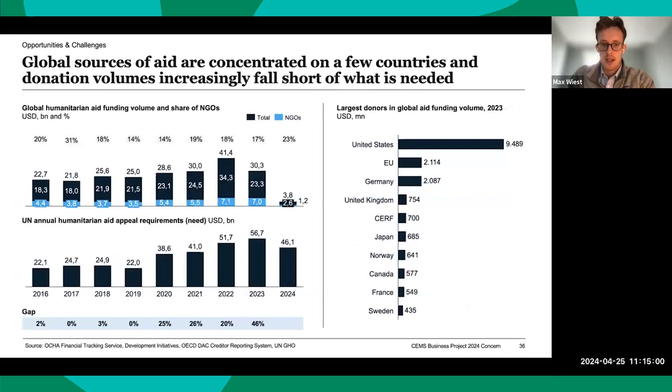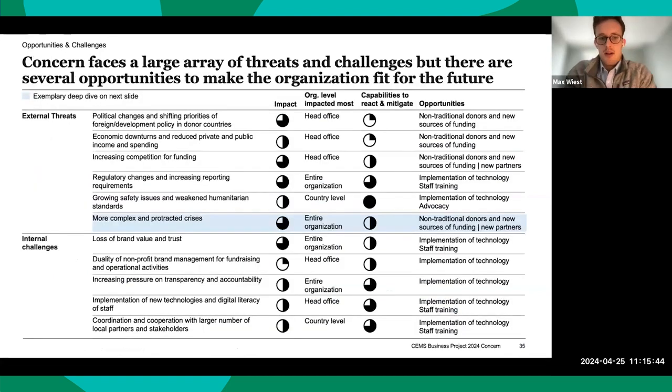And as a deep dive to this, you can, for example, look at the global humanitarian aid funding volume and the actual UN aid appeals that have been growing almost every year for the last 8 years. And you can also see that the gap between what is actually spent globally on humanitarian aid and what the UN thinks is needed every year is growing significantly, from just a few percent in 2016 and 2018 to almost 50% last year. And you can also see that much of the global aid funding volume is coming from only a few countries, which are mainly the US and the European countries.